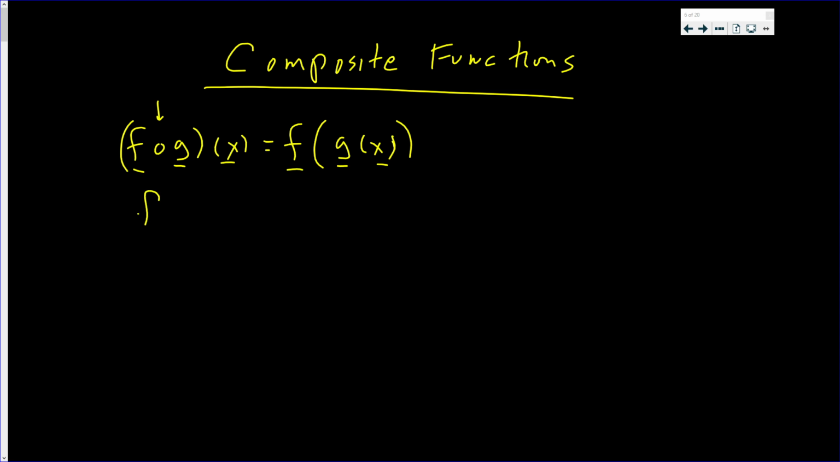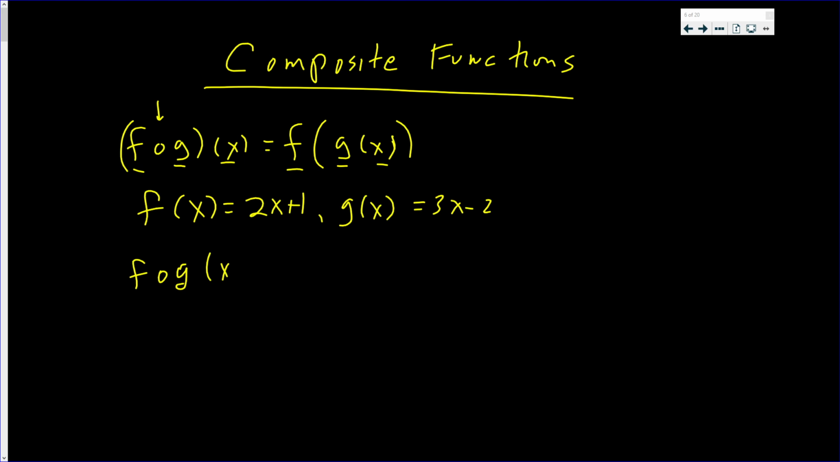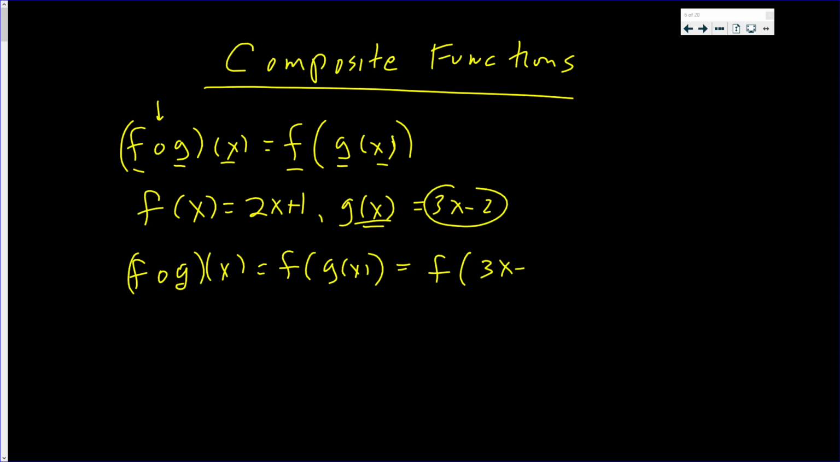If you are told that f of x is 2x plus 1, and g of x is 3x minus 2, and you're asked to find, this is typically called the fog function, fog of x, because f circle g looks like the letters f o g, fog. Well, this is defined to be f of g of x. And I know what g of x is. They told me. It's 3x minus 2. So this is f of 3x minus 2.